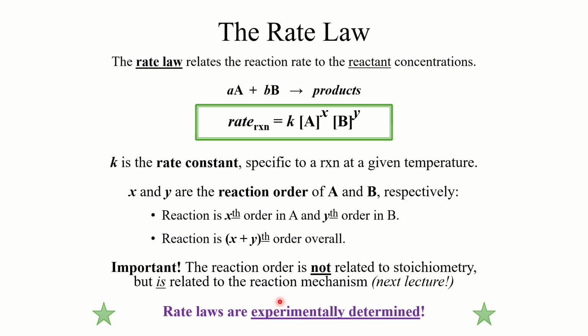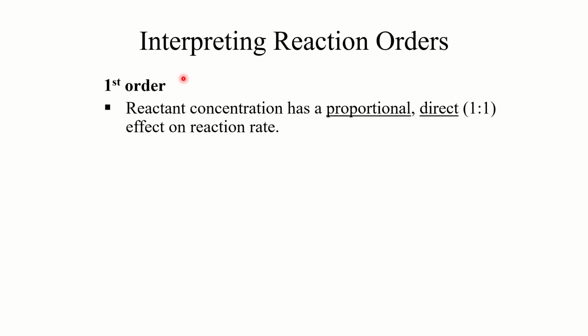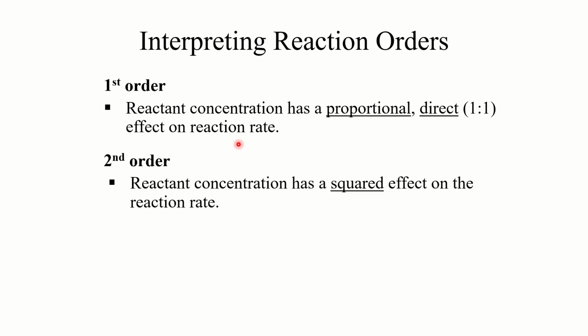So there are three different reaction orders. There is first order. So if a reactant is first order, what this means is that the reactant concentration has a proportional direct effect on reaction rate, meaning if you were to double the reactant concentration, you would double the reaction rates. Next is second order. In second order, reactant concentration has a squared effect on the reaction rate, meaning if you were to double the reactant concentration, you would quadruple the reaction rates.